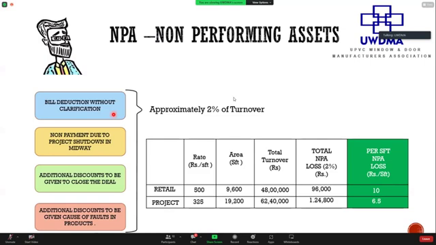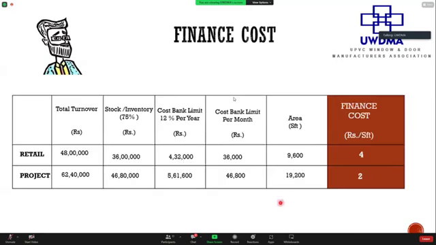For example, your quotation was of 10 lakh 80,000. Then at the end, the client just gives you 10 lakhs, and that 80,000 you have to forget. So that's also a kind of non-performing asset. And sometimes maybe your window is not working perfectly, then you have to give some additional discounts to your client. So here also we are assuming that these types of things contribute 2%. So these NPAs for retail are coming to rupees 10 per square feet, and for projects it is coming to 6.5 rupees per square feet.